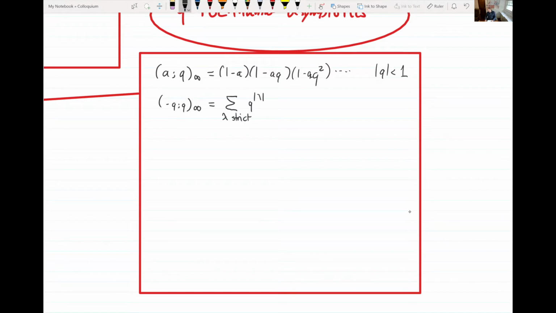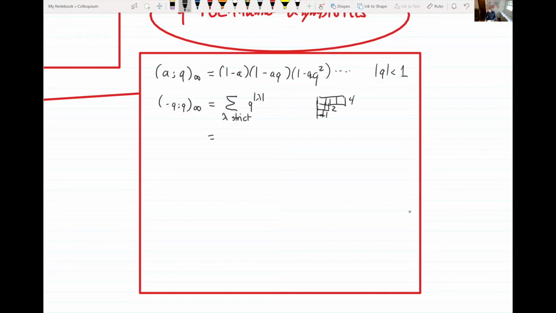Okay, so a Young diagram is usually denoted by a collection of boxes, and it corresponds to a partition. So here the partition would be 4, 2, 1. So it's a weakly decreasing sequence of natural numbers, and strict just means it's a strictly decreasing sequence. So you sum over all possible Young diagrams, q to the size, so the size would be 7 in this example, and this has a very nice product form. This is not a hard fact, but it's still nice.